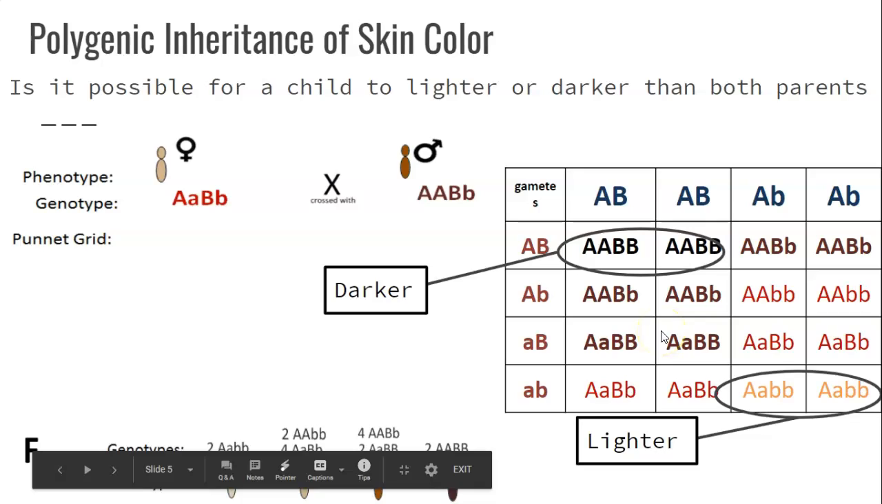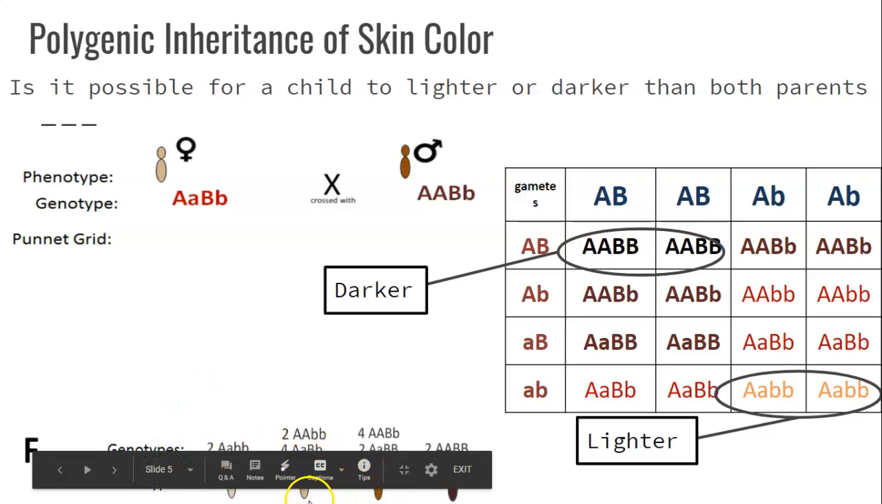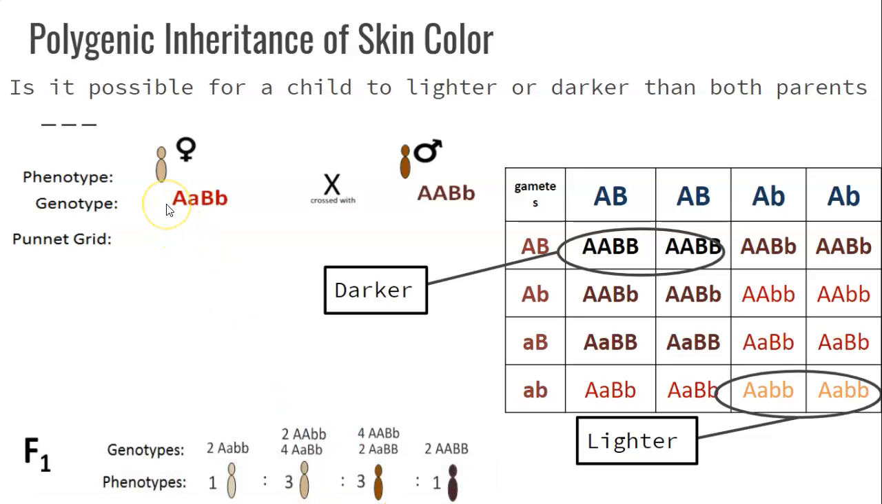That's just how inheritance works, right? Then you can look at the F1 generation, which is at the bottom, and the phenotypes. So about, let's say, a 75% chance that the child is going to be a similar skin tone to the mom and dad, but it's definitely possible to be both lighter and darker.